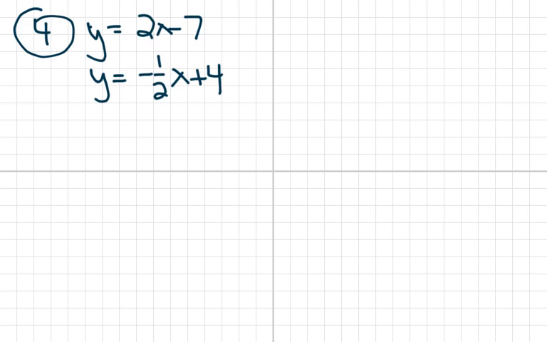The y-intercept is at -7, so I'm going to go 1, 2, 3, 4, 5, 6, 7. Here's -7. And the slope is 2 over 1. So to plot more points, I'm going to go up 2 to the right 1, up 2 to the right 1. And I'm going to do that a couple of times just so I have a nice line here.